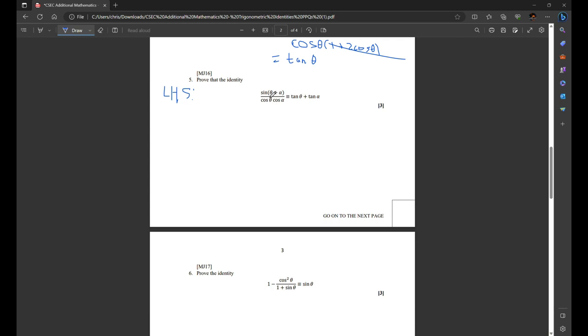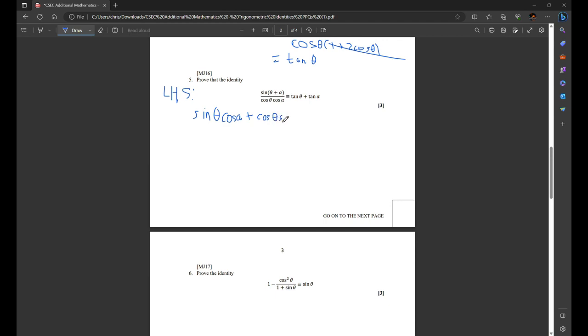Alright, so sine theta plus alpha, or A. Sometimes I'm going to call it A, sometimes I'm going to call it alpha. It's the same thing. So I'm going to rewrite this as the expanded version, which is going to be sine theta multiplied by cos alpha plus cos theta multiplied by sine alpha.